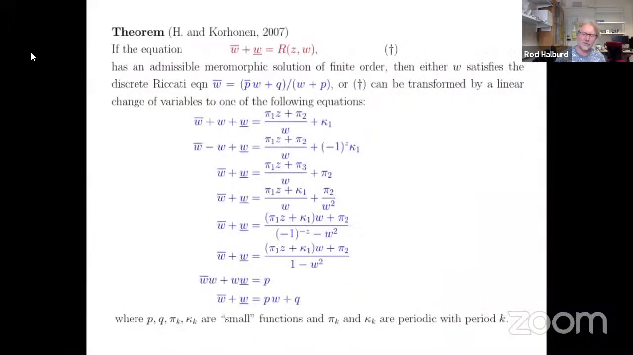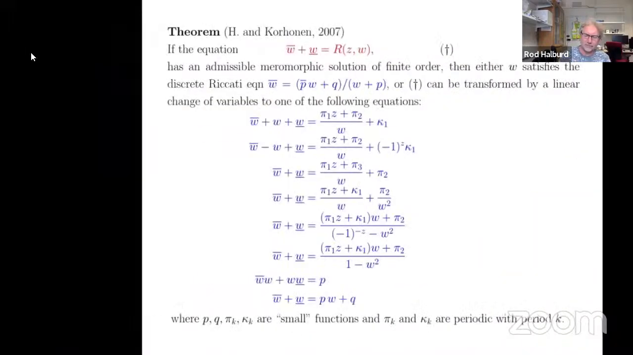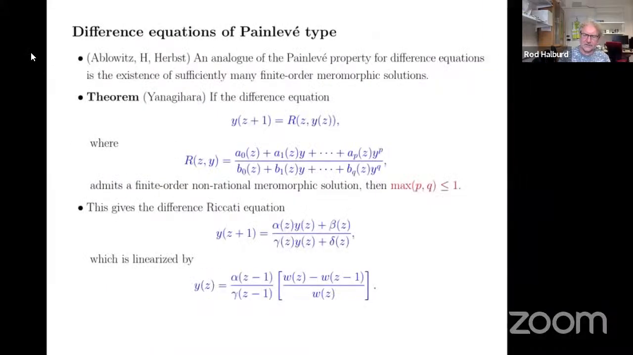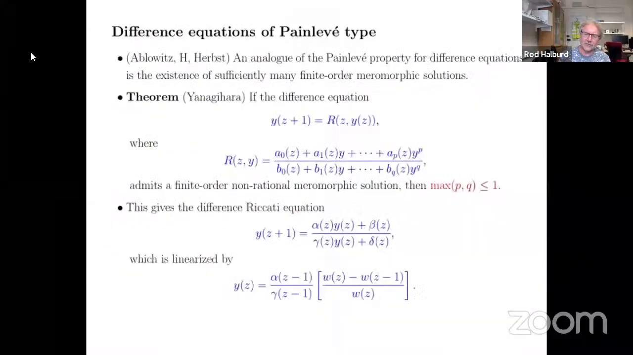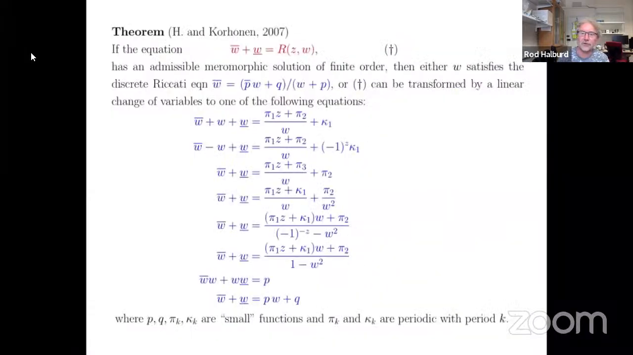So Risto Korhonen and I, sorry, I should have mentioned, with Ablowitz and Halburd, we suggested that a natural analog of the Painlevé property for difference equations was finite order meromorphic growth.